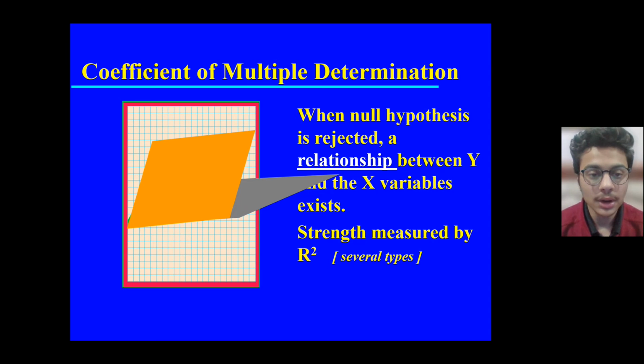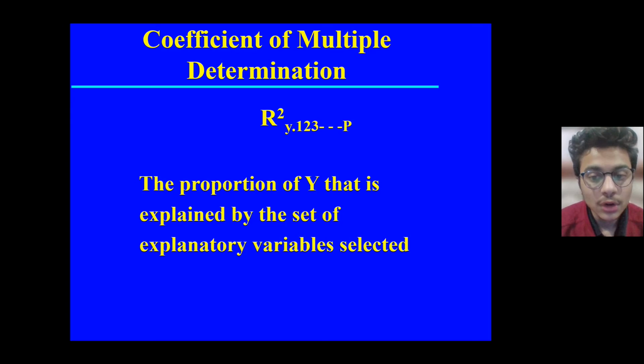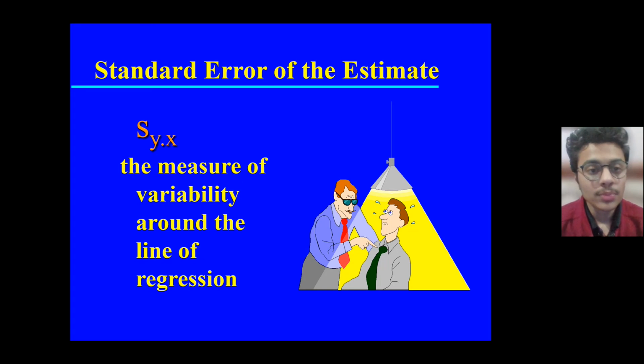Coefficient of multiple determination. When the null hypothesis is rejected, a relationship between y and the x variables exists. Strength is measured by R square, the coefficient of multiple determination. Here the y values are 1, 2, 3, up to p. It is the proportion of y that is explained by the set of explanatory variables selected.